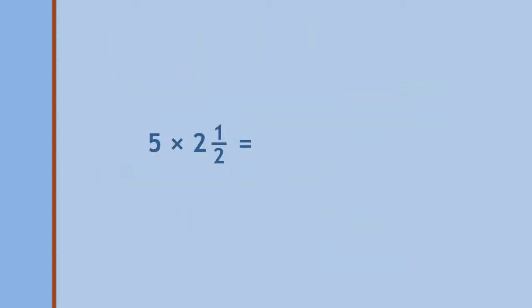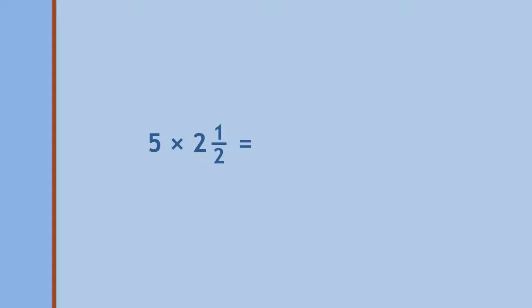So now I'm going to show you what I would call a shortcut. The other thing that you can do is, instead of using the distributive property, you can start by turning the mixed number into an improper fraction. So 5 is a whole number, so we're going to leave that alone right now. But 2 1/2 is our mixed number, so we're going to turn that into an improper fraction. Now, I don't know if you remember how we can turn mixed numbers into improper fractions, but it's very simple.